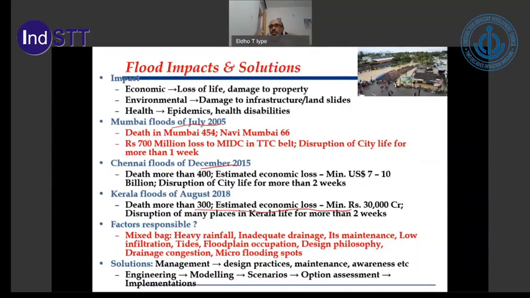So when we look into this flooding, what are the major factors responsible? You can look into a mixed bag of causes. Heavy rainfall is one reason, then inadequate drainage, maintenance issues of the drainage system, and, as I mentioned, in coastal cities, tides, floodplain occupation, etc. There are so many reasons.